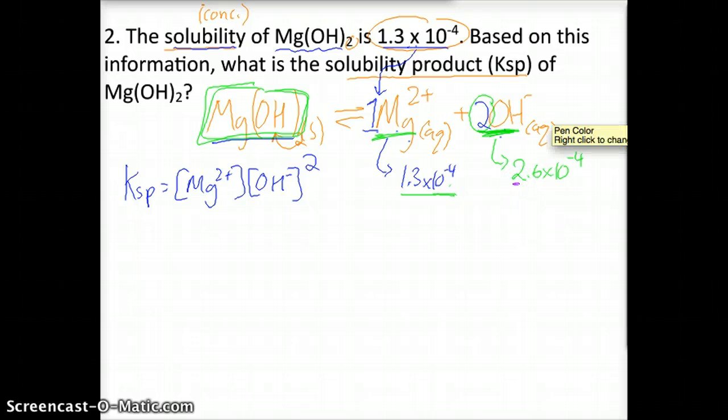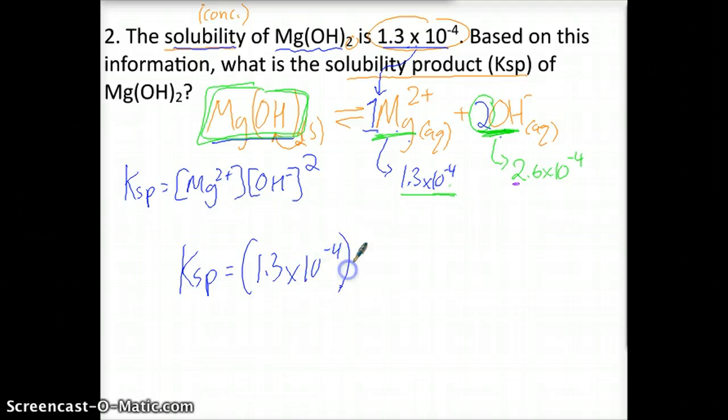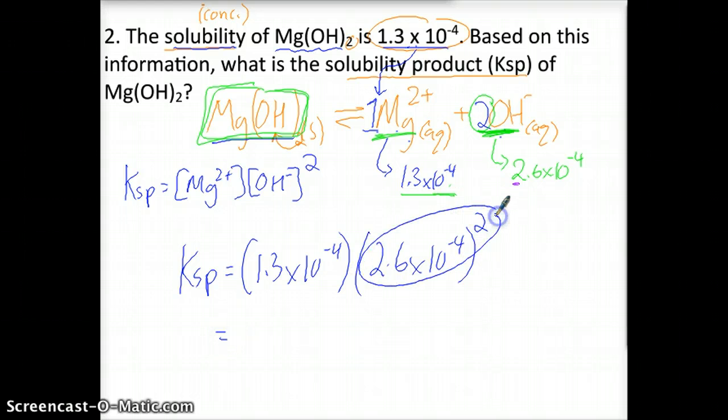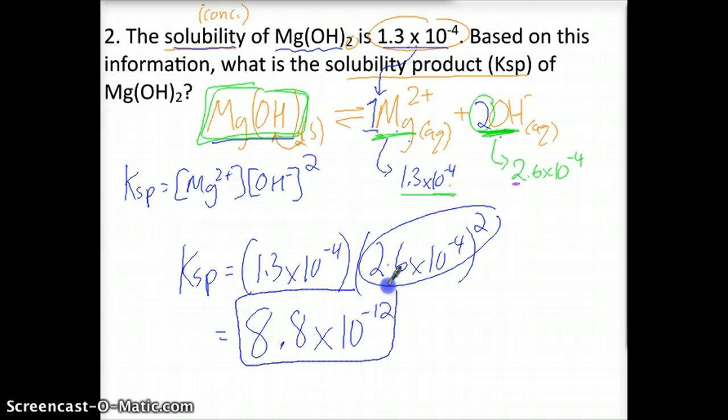Here, it's relatively straightforward. Just plug in the numbers that you have. Ksp is equal to 1.3 times 10 to the negative 4th times 2.6 times 10 to the negative 4th squared. If I go ahead and do the math, make sure to square this first before you multiply it by the first number, but you should get 8.8 times 10 to the negative 12th is the solubility product of magnesium hydroxide. Notice this exponent is 10 to the negative 12th. That means this value is like 0.000000 with 11 zeros, 88. Super messy, but much less than 1. So very, very little of this is going to actually dissociate. So a very small amount is going to make product.